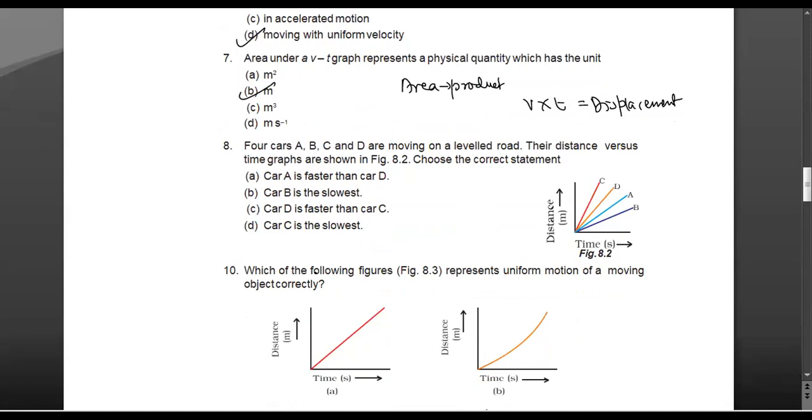Four cars A, B, C, D are moving on a level ground, and their distance versus time graph is shown. Choose the correct statement. Car A is faster than D. B is the slowest. D is fastest. Car C is slowest. Tell me, which will be the correct option?